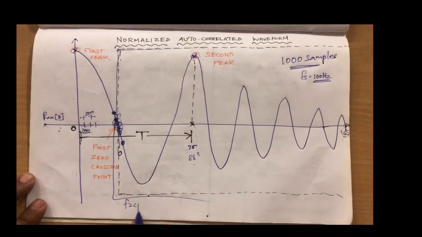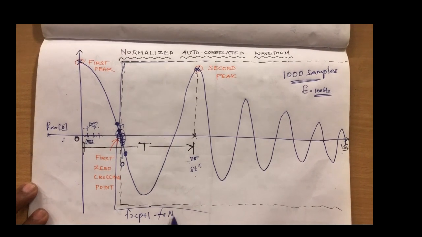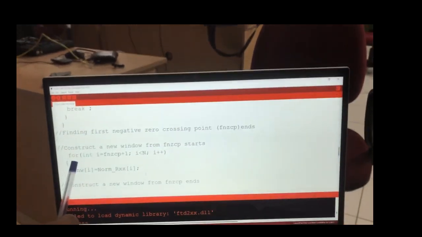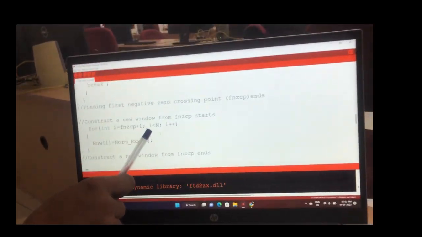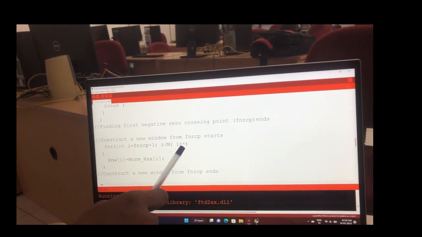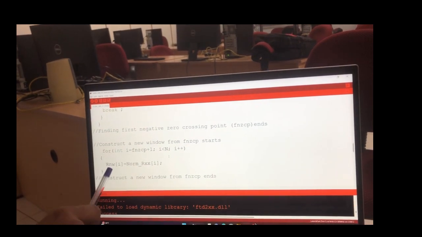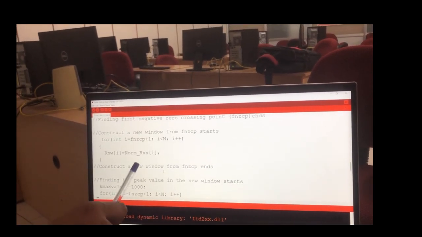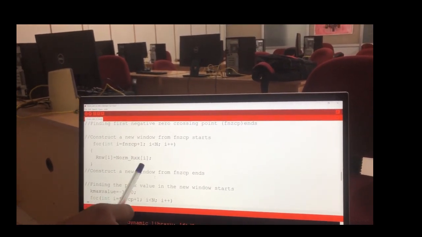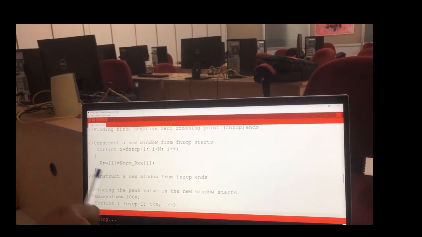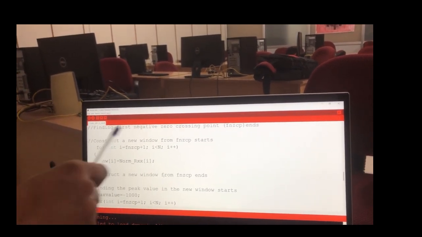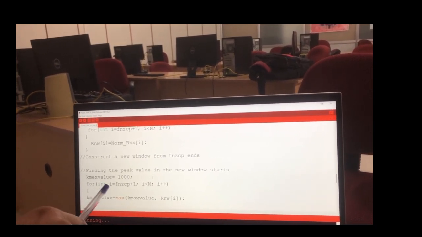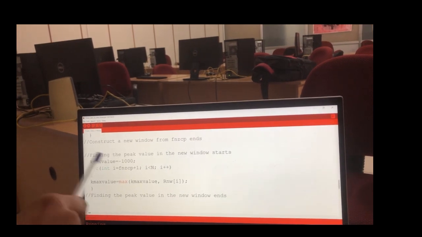First zero crossing point plus 1 to n. We have to find these remaining values. That is what you can see here. So from the first negative zero crossing point plus 1 to the 1000 samples, totally there are 1000 samples, and then we are finding the new window. For the new window we are finding the normalized value. This normalized value is taken as a new window separately. So this new window, to find the second peak, is being created, and then we are finding the second peak with this for loop.